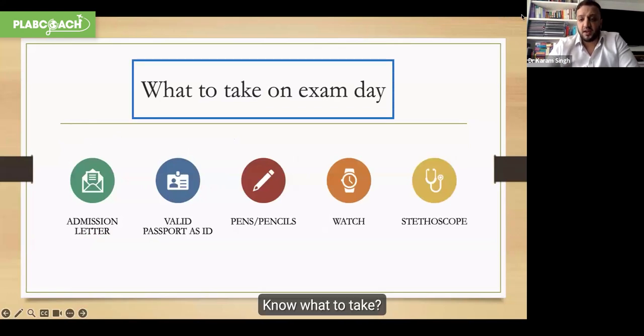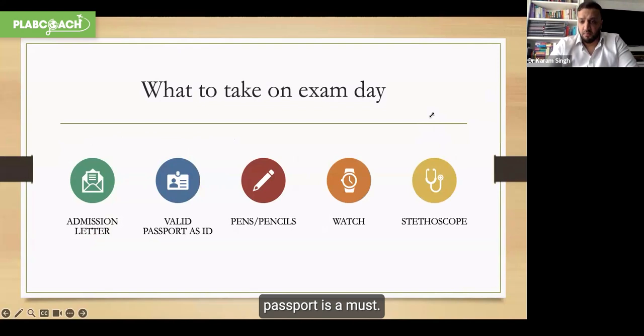Now, what to take? I'm often asked this question. The admission letter and valid passport is a must. That allows you admission into the exam. A pen or a pencil, again, is probably a must, particularly if you're doing the data interpretation written paper. You should ideally take your own pen and pencil. They advise you to take your own watch, ideally a digital watch with the seconds on it. And obviously you have to take your stethoscope with you.